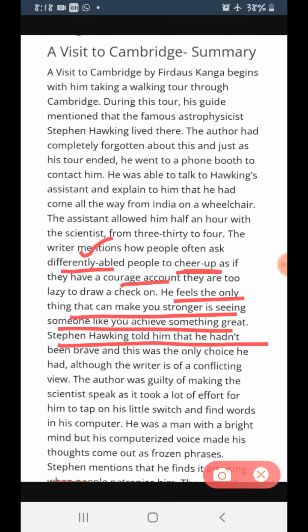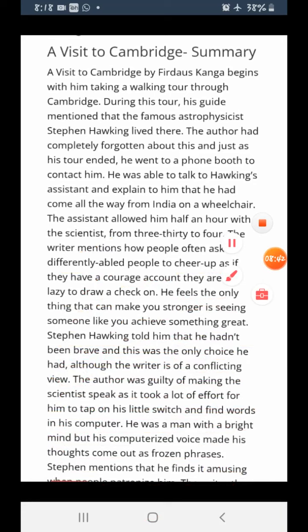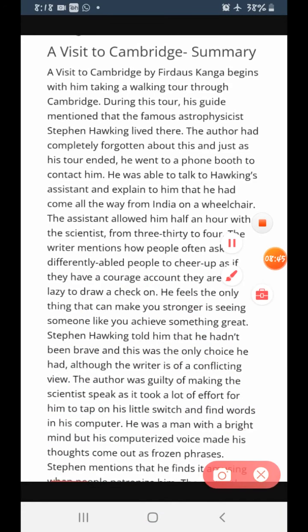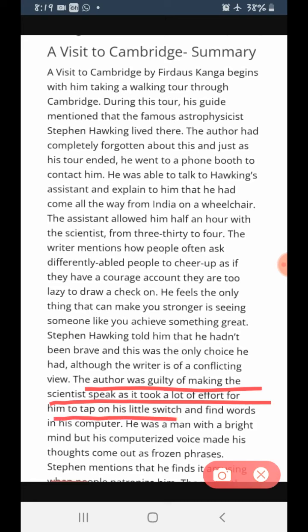Stephen Hawking told them that he hadn't been brave and this was the only choice he had. So Stephen Hawking narrated that he was never brave enough and this was his choice. Although the writer was of a conflicting view, that means he was completely opposite in thought. Now, the author was guilty of making the scientist speak, as it took a lot of effort for him to tap on his little switch and find words in his computer.